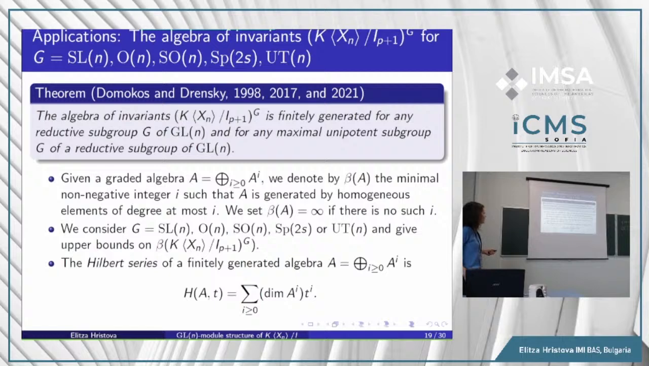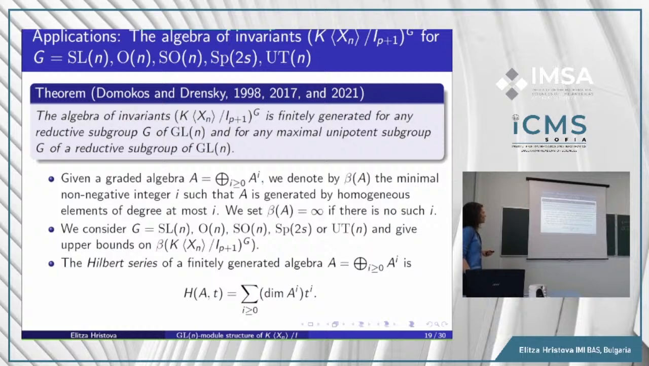These upper bounds are usually denoted by beta in invariant theory. So this beta will be the upper bound of the maximum degree of a homogeneous generator of this algebra of invariants. They are generated by some non-commutative polynomials, and we give a bound on the degree of these polynomials. And here we're going to use Hilbert series. So I recall also the definition of the Hilbert series.